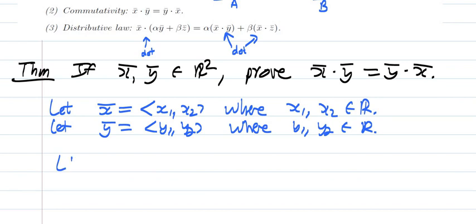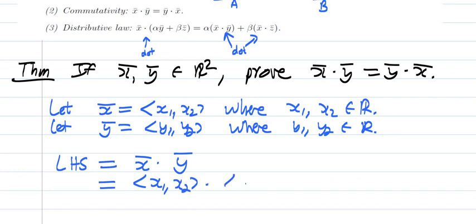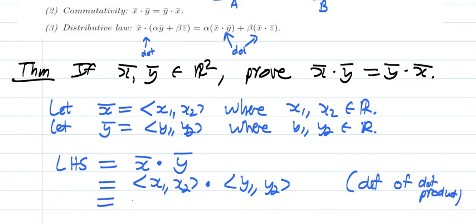We're going to start off by saying the left-hand side is equal to x dot y. Now x is the vector (x1, x2), and y is the vector (y1, y2). Notice the dot here, guys. If I use the definition of dot product, then I know it is going to be the first component of vector x multiplied by the first component of vector y, plus the second component of vector x multiplied by the second component of vector y.